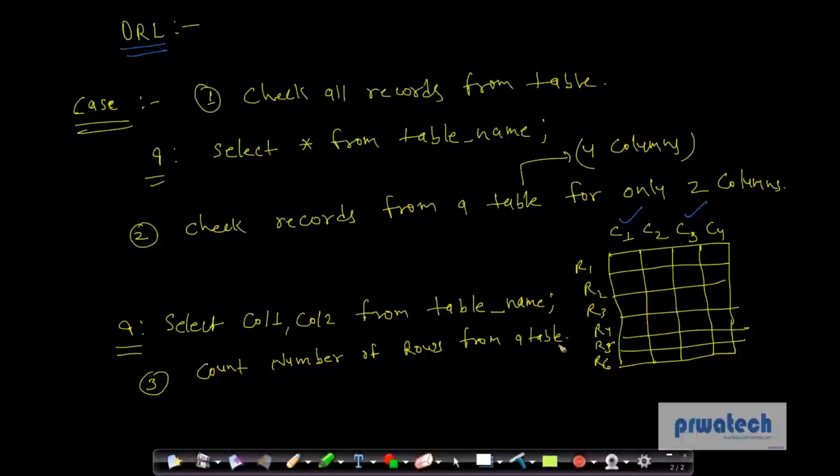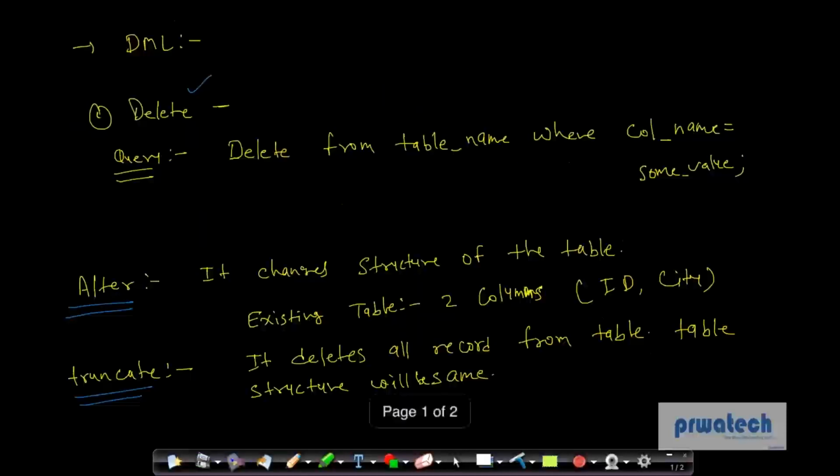So you'll have to check how many total rows there are. When I say count, this count will work row wise. So it will check how many total rows are there, because RDBMS is a row oriented database.